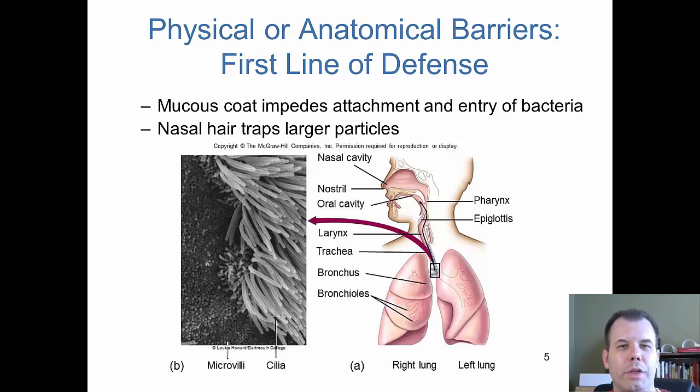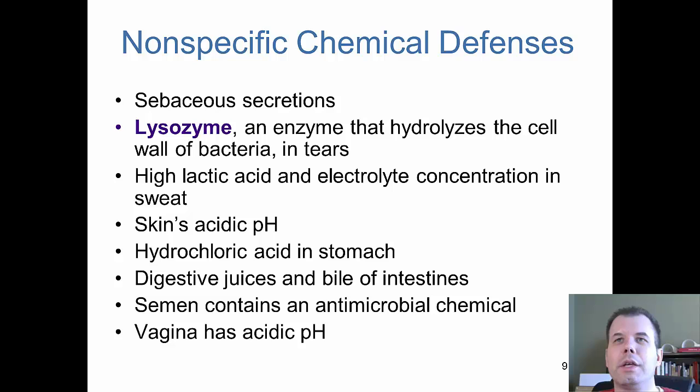We swallow it in the middle of the night, and then we pass it through our digestive system, which the acid will kill everything. So that's kind of how those guys work, and how we see these mechanical barriers all working together. Okay, some other things that are non-specific that are chemicals.